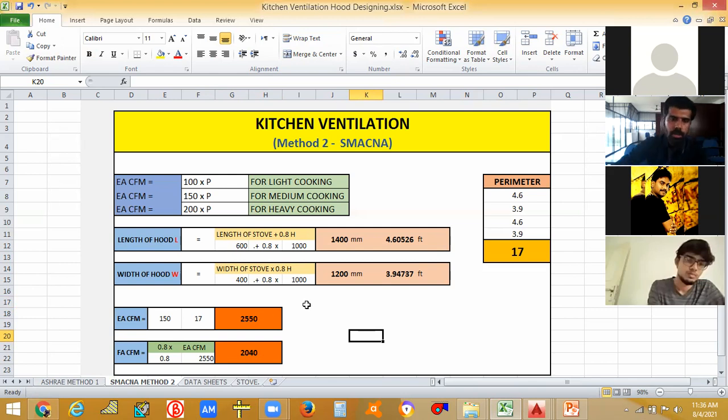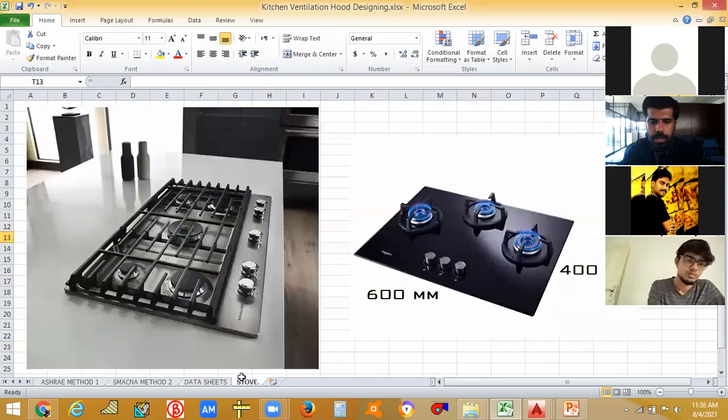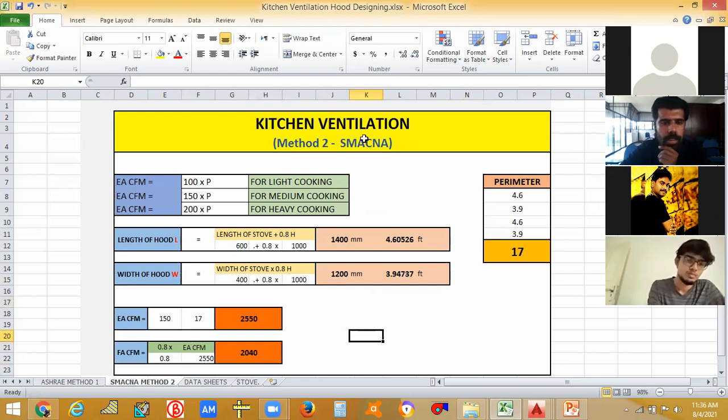So I will explain once more. The length and the width of the stove are given. To find the length of the hood: the length of the stove is 600, plus 0.8 into height, where height is 1000. So you get the length of the hood in mm as well as in feet. In the same way we find the width of the hood: width of the stove is 400, plus 0.8 into height, height is 1000. So you get the width of the hood.